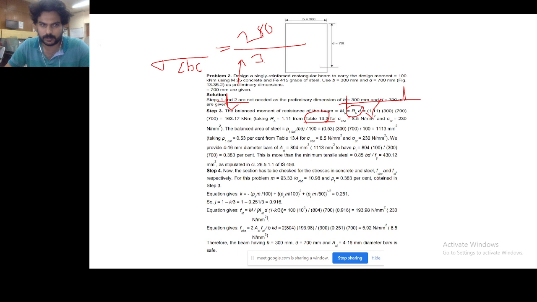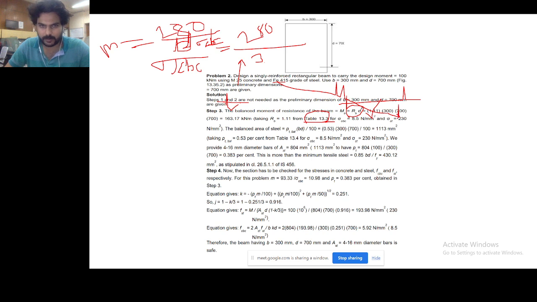What is the formula? M is equal to 280 by 3 sigma CBC. So sigma CBC we can calculate, or directly we can if M they have given. If M is not given, then by table directly you can calculate the sigma CBC as 8.5 for M25 concrete, and sigma ST as 230 for Fe415 steel, right?